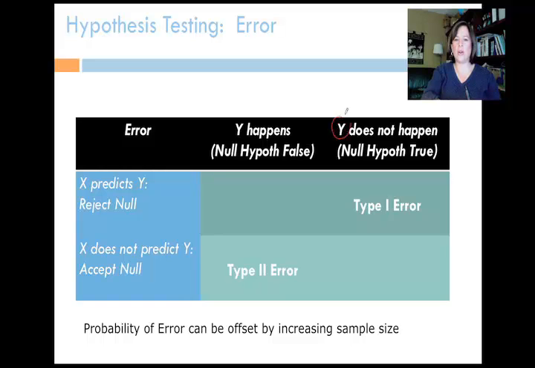Y usually represents the research hypothesis. Or, excuse me, represents the dependent variable. X represents the independent variable. So that's what you have in notation. So if you find that the independent variable predicts the dependent variable, and yet, so you have X, and Y happens.